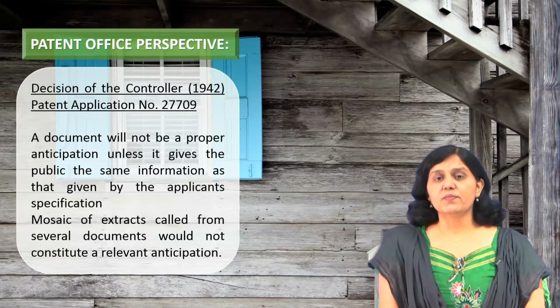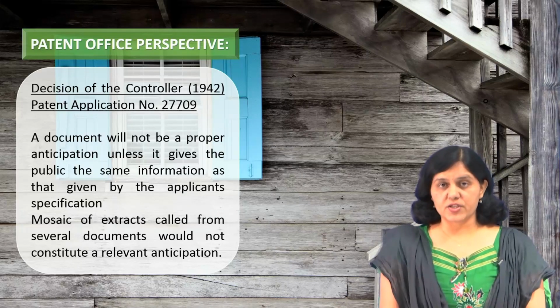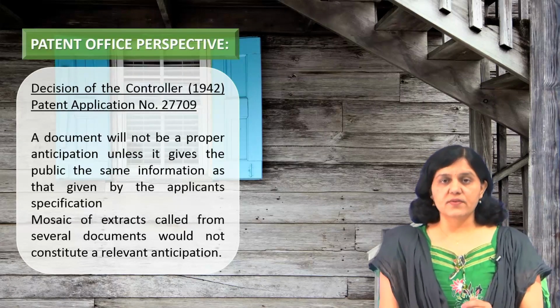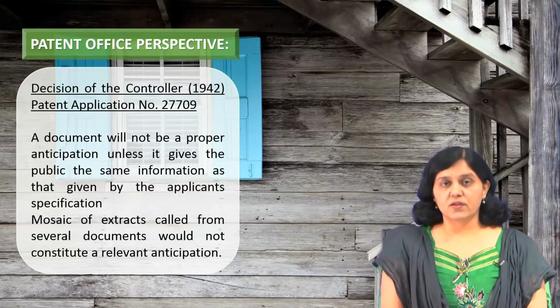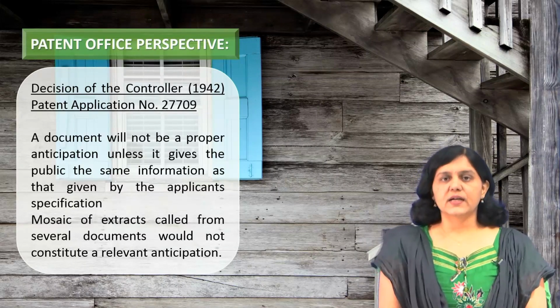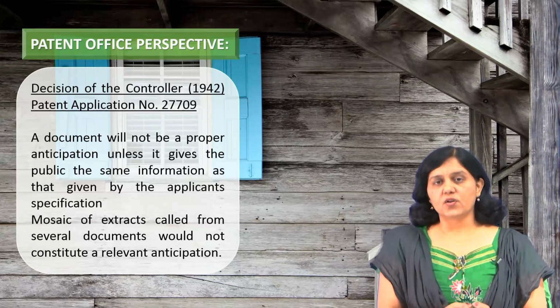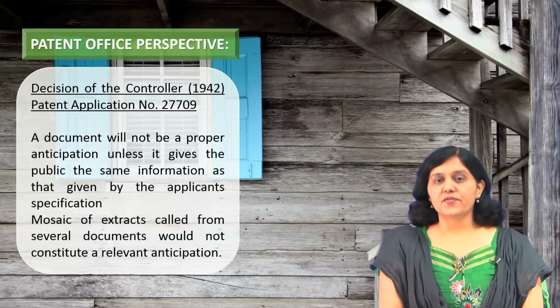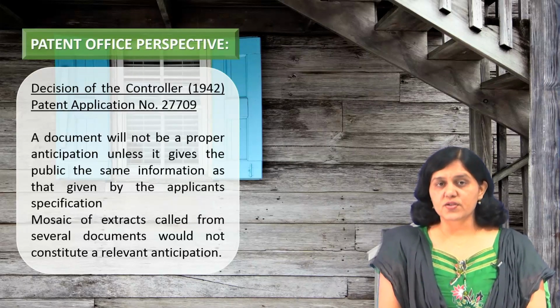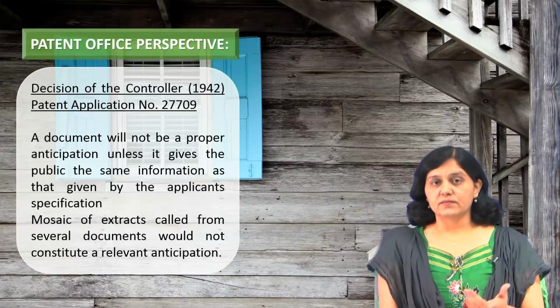Check this decision given by the Controller in one of the cases. A document will not be a proper anticipation unless it gives the public the same information as that given by the applicant's specification. A mosaic of extracts culled from several documents would not constitute a relevant anticipation. This is very important. If somebody challenges the novelty of your patent by using extracts from several documents and collating them, that does not constitute a relevant anticipation. So, that will not be considered a challenge to your novelty.